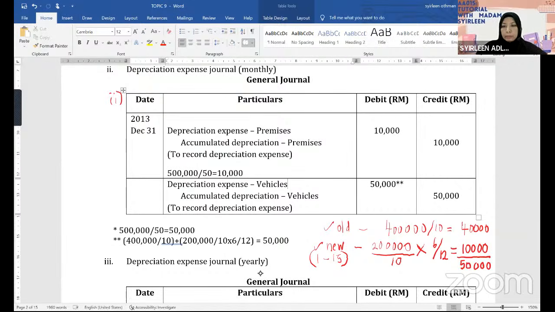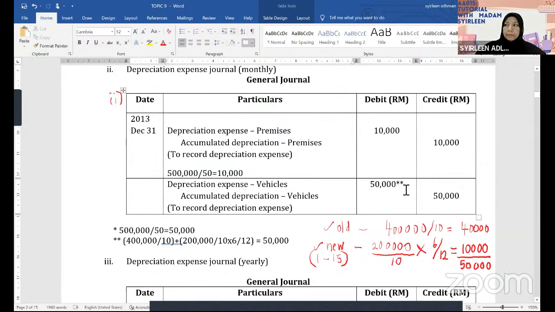Okay, so 50,000 ni adalah nilai yang akan dicatat. Okay, kita catat sekali sahaja ya. Okay, kita tak akan catat separately. Kita akan catat satu jumlah sebab dia adalah dalam kumpulan aset yang sama. Alright, so the depreciation expense for vehicles is 50,000.